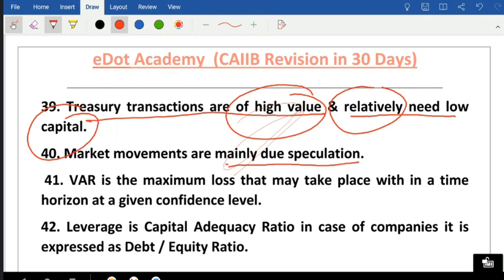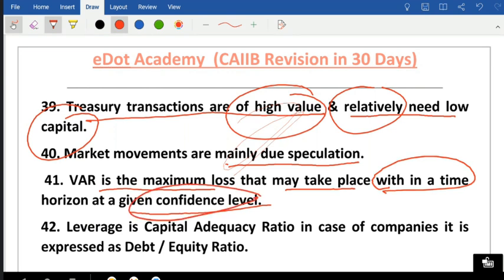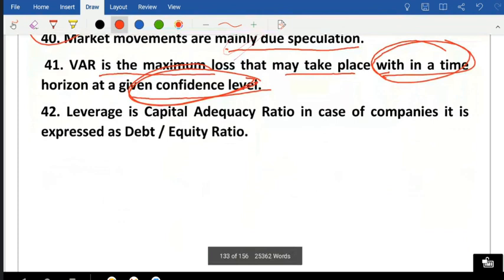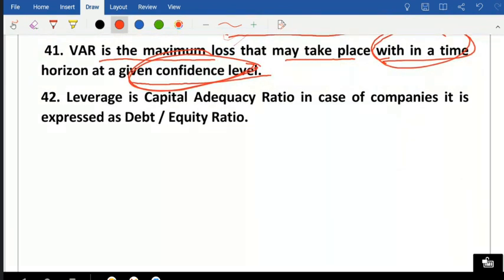So VAR is the maximum loss that may take place within a time horizon at a given confidence level. Okay, confidence level. VAR is the maximum loss that may take place within a time. So we have to remember that in VAR we have to remember two factors. One is time, other is the confidence level. Okay. Now discussing leverage: it is the capital adequacy ratio, and in case of a company, it is the debt equity ratio.